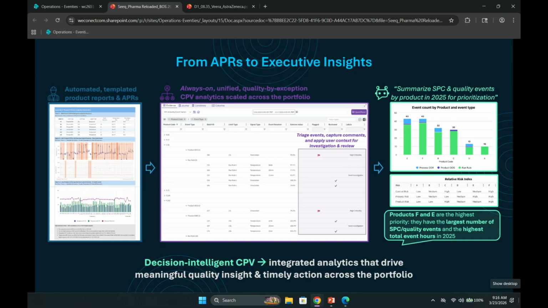So really all of this aligns with this decision intelligence CPV roadmap. We have an integrated analytics environment that drives meaningful quality insights so you can provide timely action across your portfolio. And CPV is just one piece of the picture. There are a lot of other outcomes in the pharmaceutical manufacturing industry that we can look into, including asset quality management and monitoring, which Spencer will talk about now.